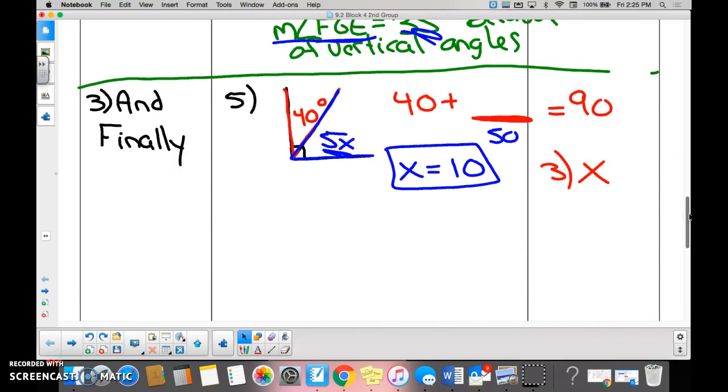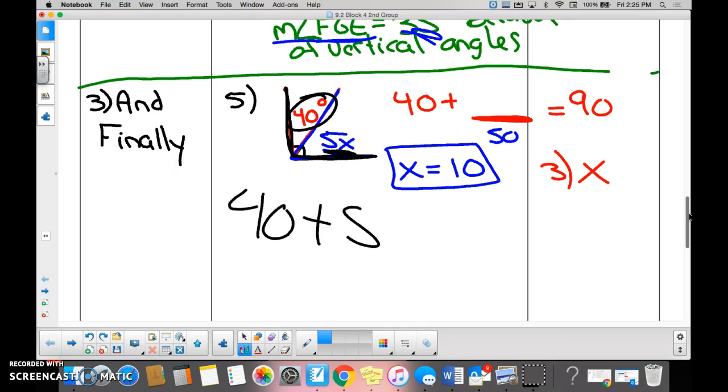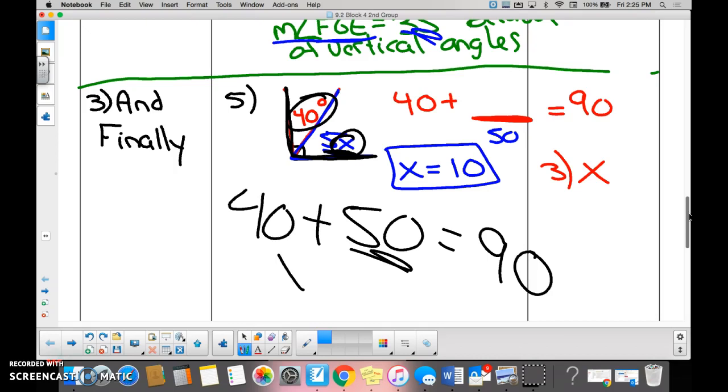And the last thing we did was solving for a variable. Y'all know that this angle right here, this big giant angle, is 90 degrees, right? Yes. And if I told you this was 40, could you figure out what x is? Yes. Because y'all know that with 40, it has to be 50 because we have a right angle. But I asked you what x was. So how do you get to 50 if you have a 5x? What do you have to multiply the 5 by? 10. So x would be equal to 10.